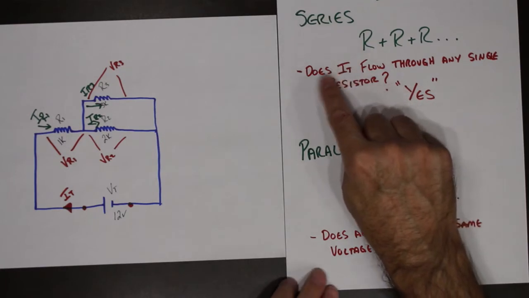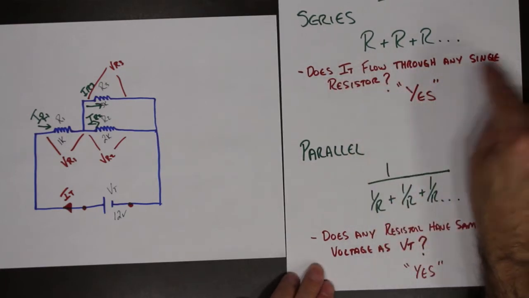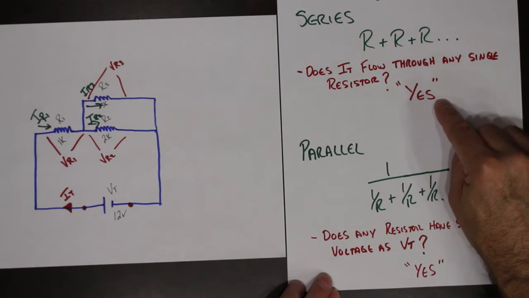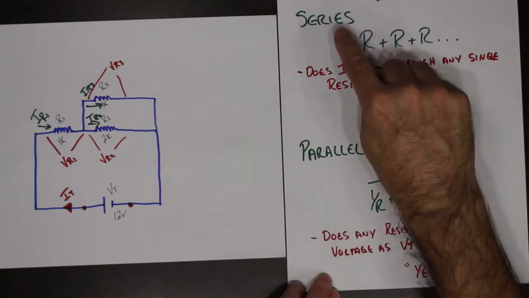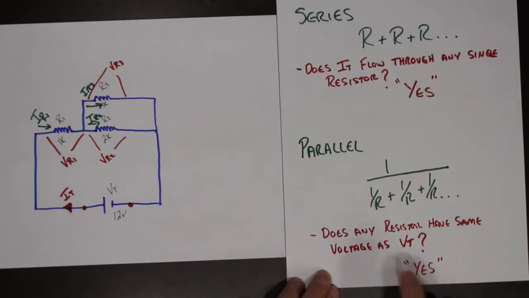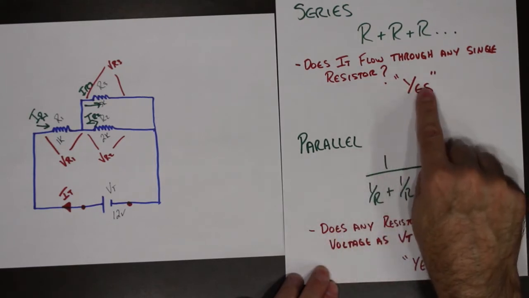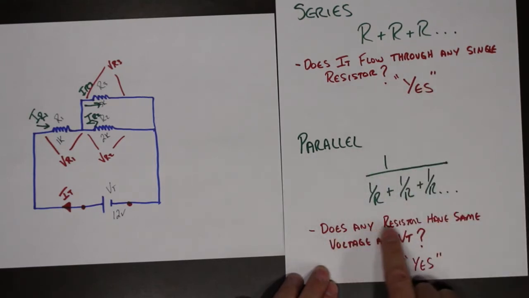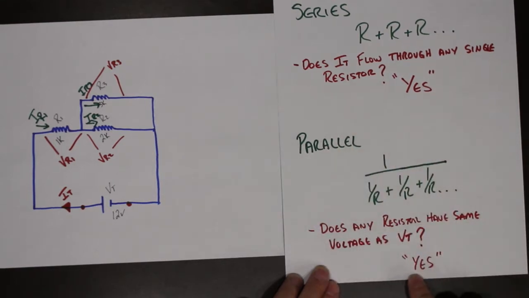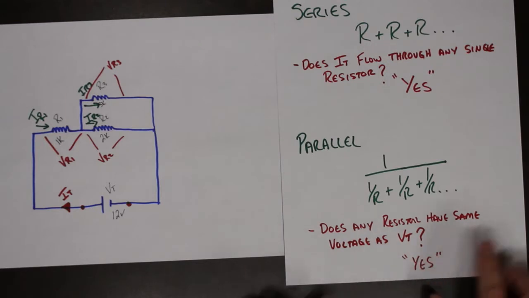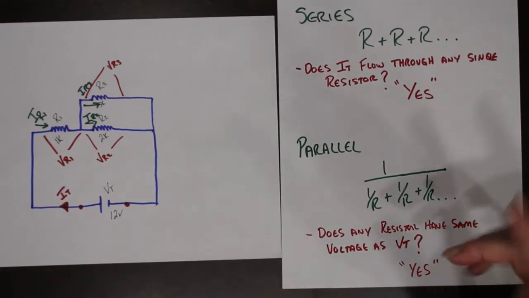So, does I total flow through any single resistor? If you answer yes, this would simplify down to a series circuit. If you answer no, then you ask, does any resistor have the same voltage as V total? If you answer yes, then it's a parallel circuit. If you answer no to both of these, then you've got a little bit more of a complex scenario. But here are the first two starting points.